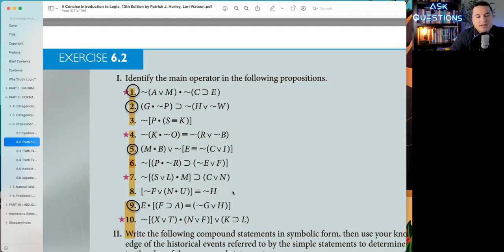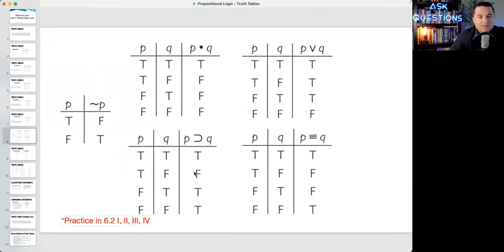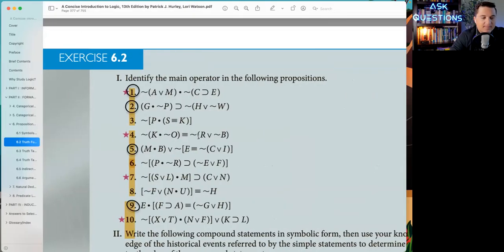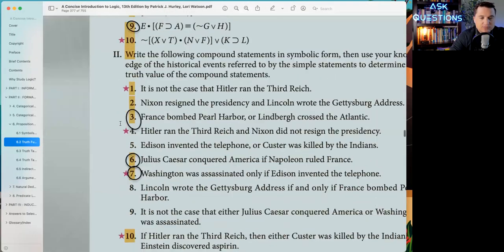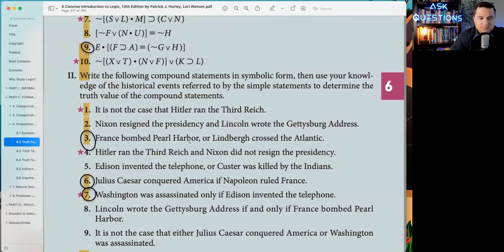And the reason why the authors of our textbook put finding the main connective in 6.2 is because it's essential. You have to be able to find the main connective if you're going to do these truth tables properly. So let's go to 6.2.2. And here we're actually going to use a little bit of what we learned before about symbolization, and then we are going to figure out if the statement is true or false.